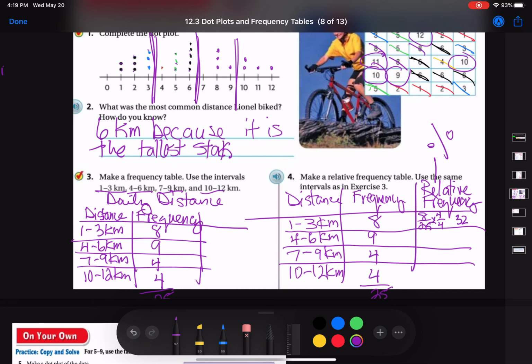So this is 32%. Then you're going to do 9 over 25, and still multiply by 4, and you're going to get 36 over 100, so that's going to be 36%. Then you're going to do 4 over 25, and you're going to multiply top and bottom by 4, and you're going to get 16 over 100, so that's 16%, which means this one's also 16%.